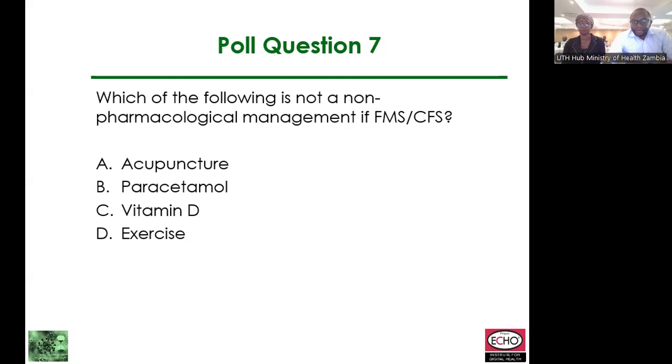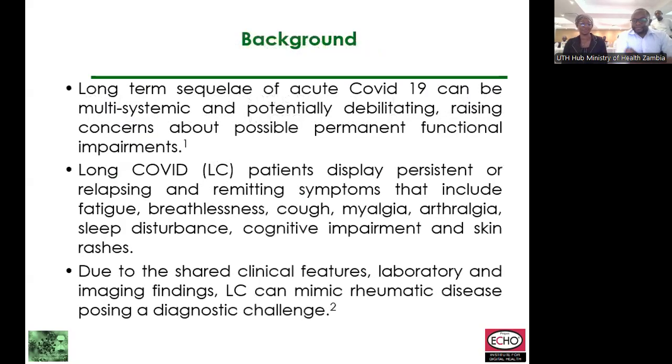Okay, all right. So it appears our community has decided to not respond to this one, which is okay. We shall eventually explain what FMS and CFS are, in case in our practice we've not yet come across them. All right, thank you very much for your participation. And we move on into the presentation. Dr. Yumbe, the floor is yours.